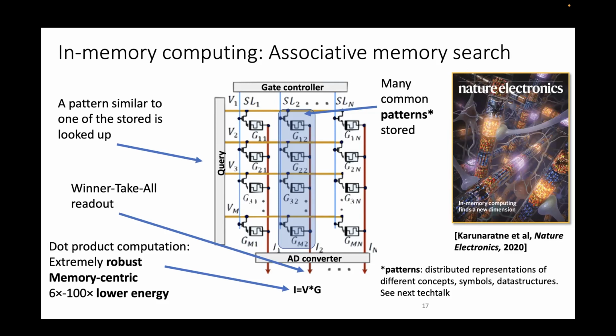But then the question is, what kind of patterns, what kind of vectors, can we store in such memory for this kind of constant time search?